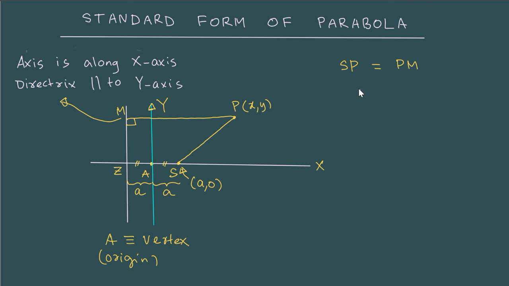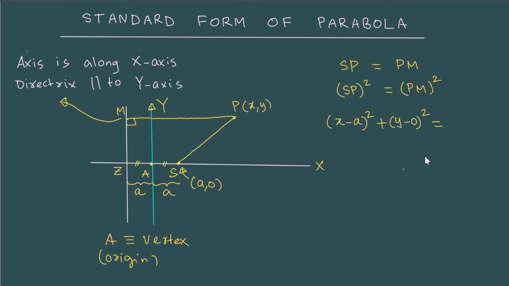If I square these two, I have the square of SP is equal to the square of PM. Now since I know the two points S and P, the square of the distance can be written very easily. So what do we have here? (x minus a) whole square plus (y minus 0) whole square.